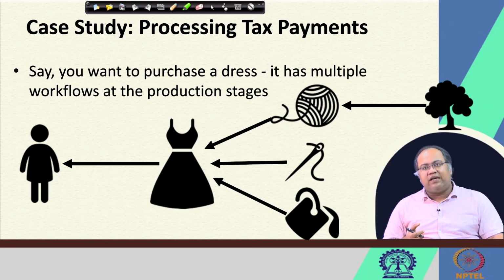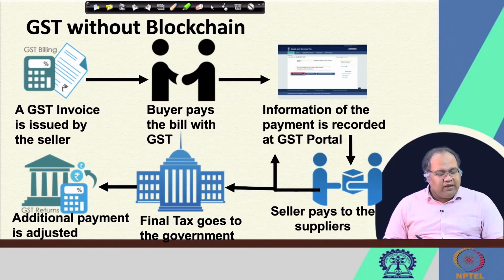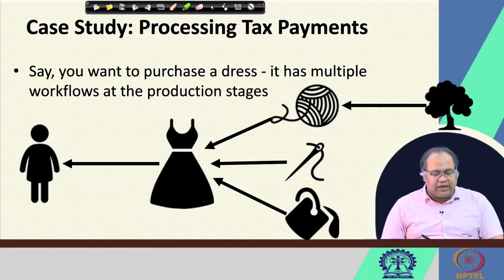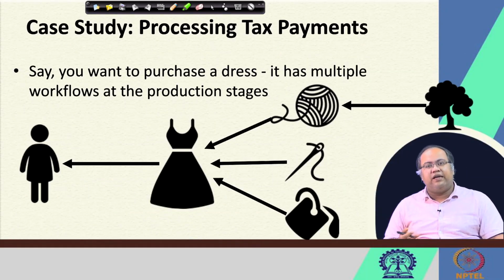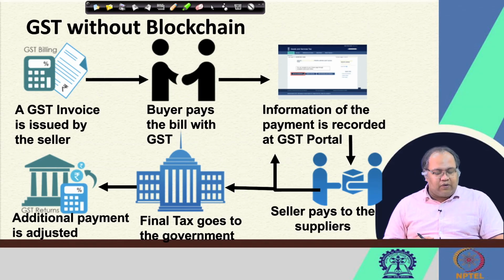But whenever they are buying the raw material, they are paying the GST for buying that raw material. Again, whenever they are preparing the dress and selling it to someone else, that person is also paying the GST. So, that way the GST is actually levied in different stages of the production.